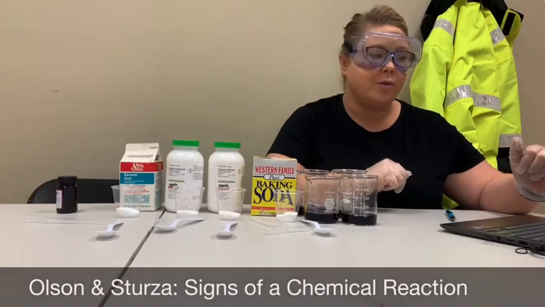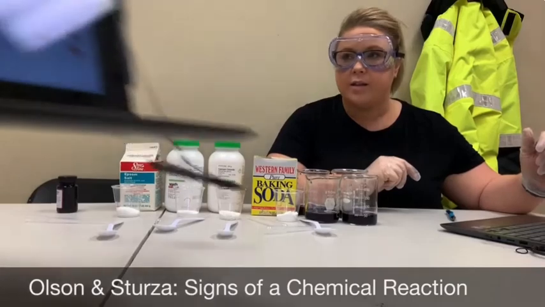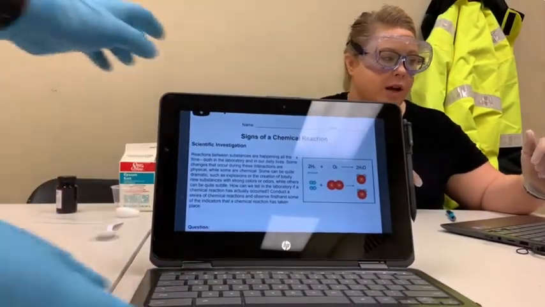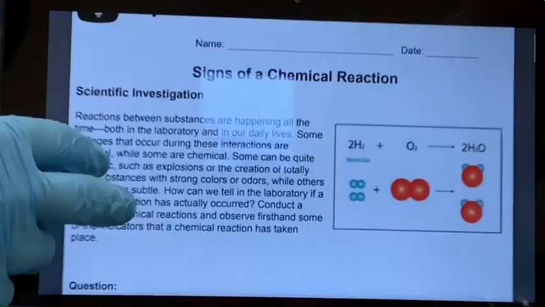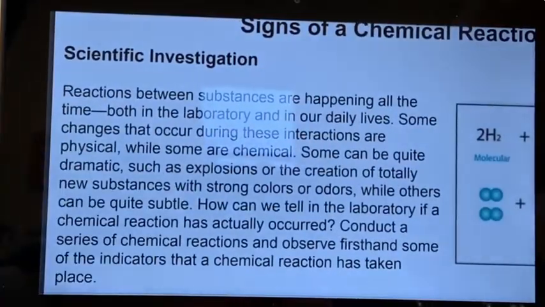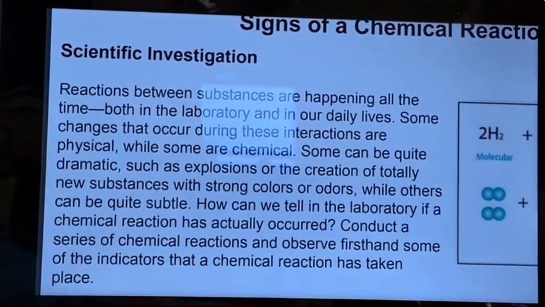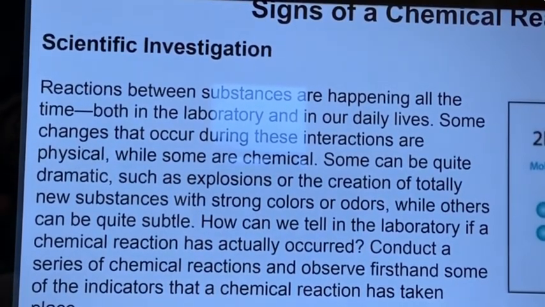All right, we're working on learning about characteristics of chemical reactions. And this lab is called Signs of a Chemical Reaction. Looking at our assignment, reactions between substances are happening all the time, both in the laboratory and in our daily lives. Some changes that occur during these interactions are physical, while some are chemical. Some can be quite dramatic, such as explosions or the creation of totally new substances with strong colors or odors, while others can be quite subtle.